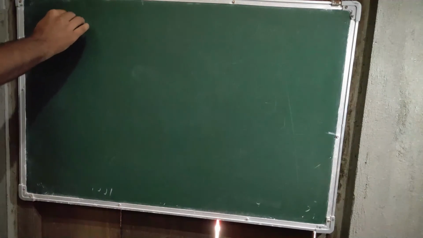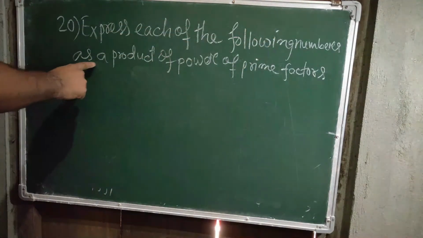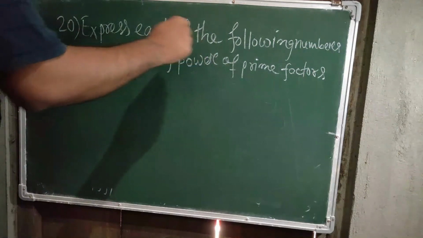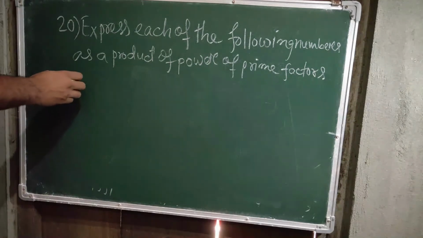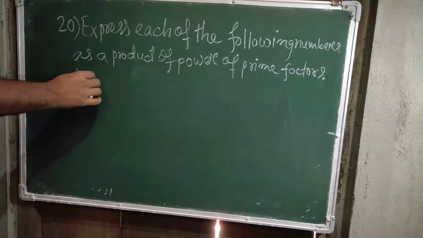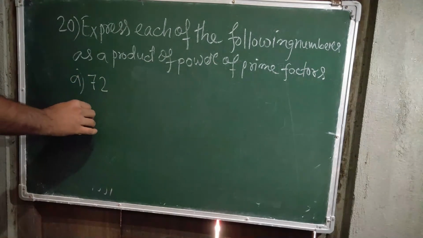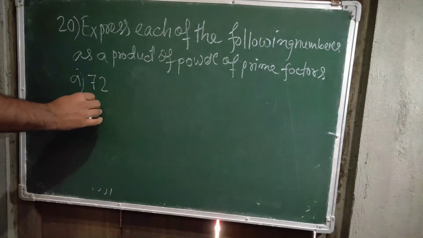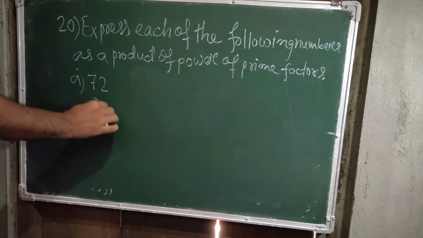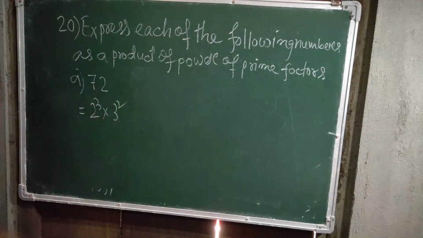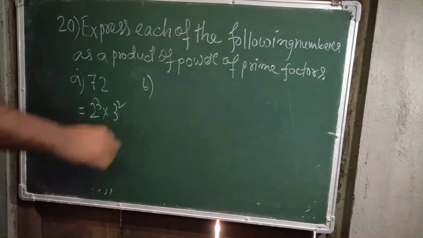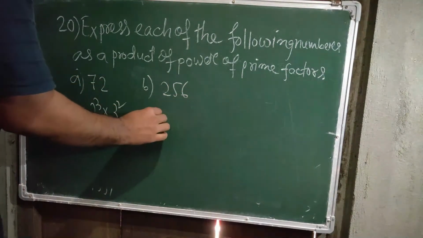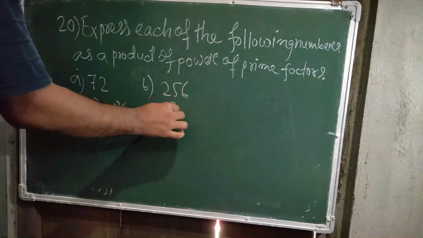So now we'll solve our 19 number, completed. Now we'll solve 20 number. Express each of the following numbers as a product of powers of prime factors. So now we'll find this one. A number is 72. This one will get 2 cube into 3 square. So this is our answer. Again B number will get 256. This one will get 2 to the power 8.